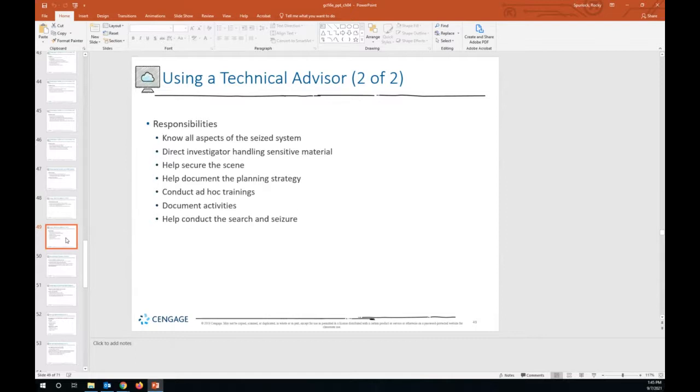There are some responsibilities assigned to external advisors. These include knowing all aspects of the CIST system, the direct investigators handling system material. They help secure the scene, help document the plan and strategy, maybe conduct ad hoc trainings, document activities. They also help conduct the search and seizure.